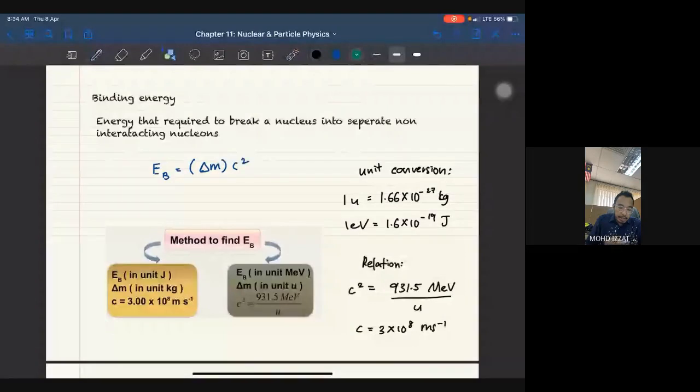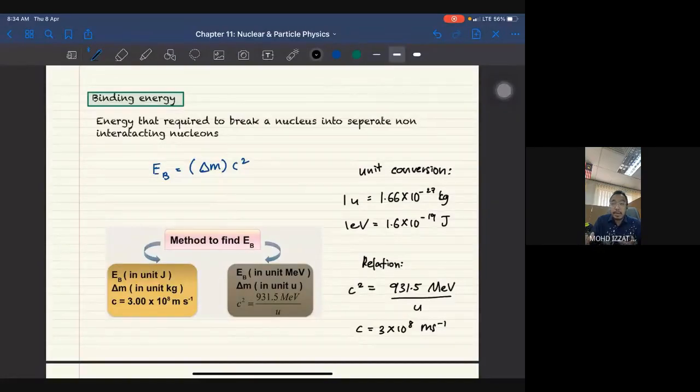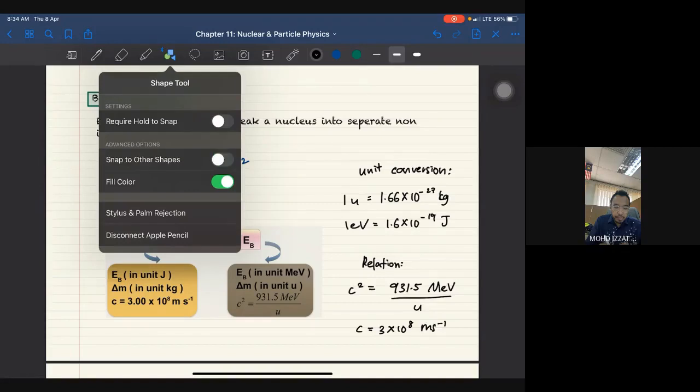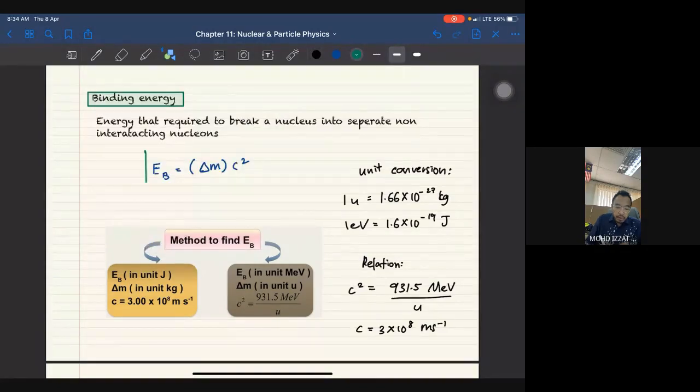So what is binding energy? It is the energy required to break a nucleus into separate non-interacting nucleons. You can imagine the mass that is lost is actually used to hold the protons and neutrons together. So that is converted into binding energy. So the formula is this one.